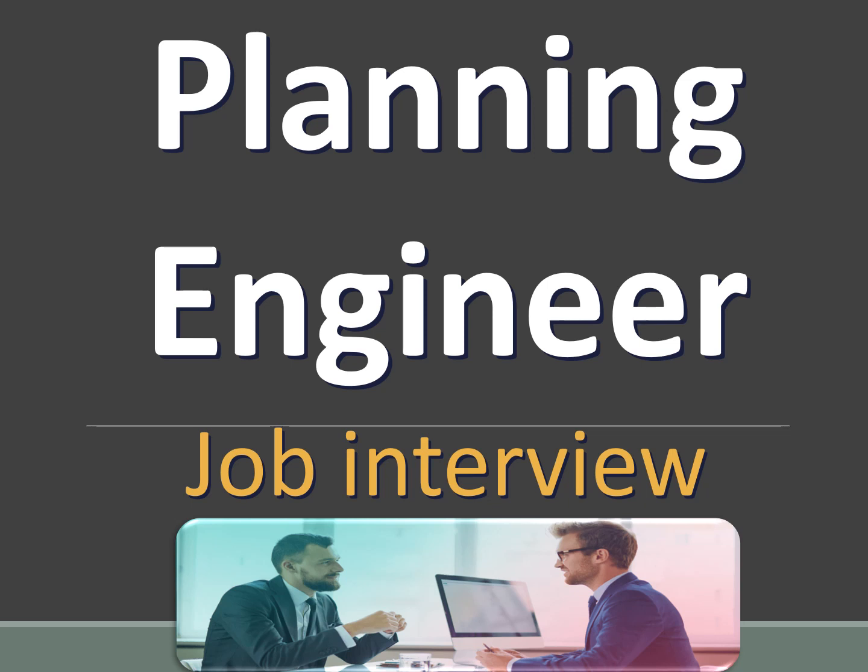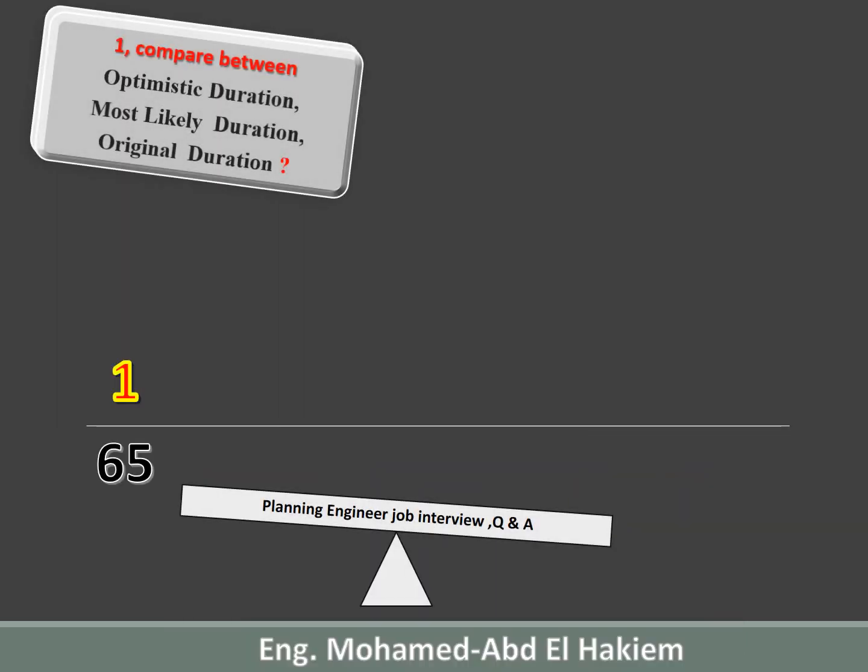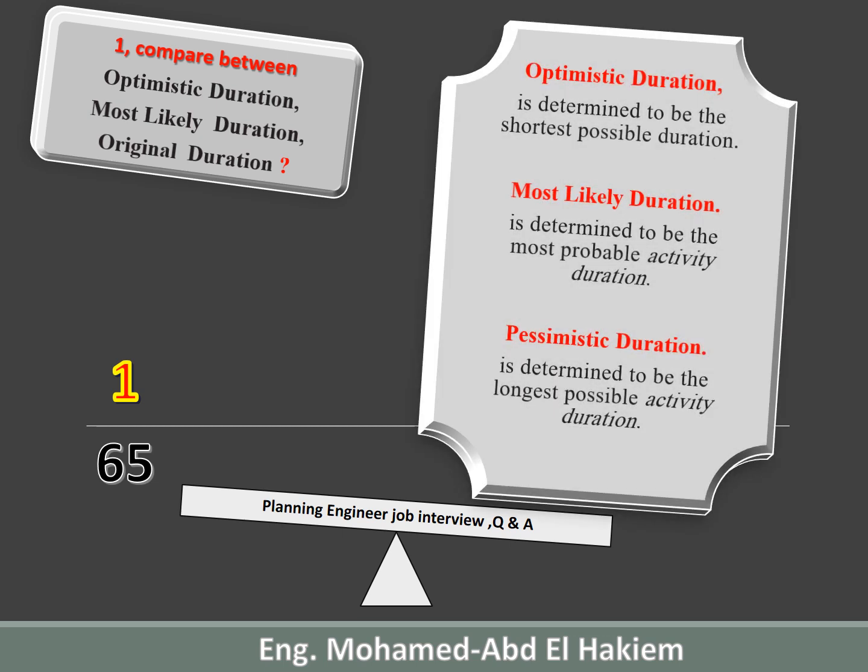Planning engineer job interview questions and answers. 1. Compare between optimistic, most likely, and pessimistic duration. Optimistic duration is determined to be the shortest possible duration. Most likely duration is determined to be the most probable activity duration. Pessimistic duration is determined to be the longest possible activity duration.